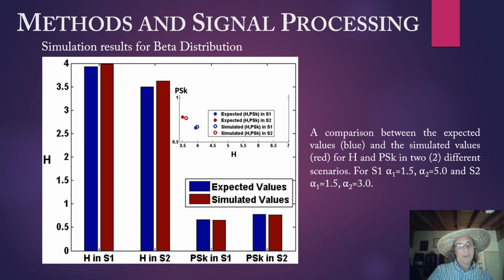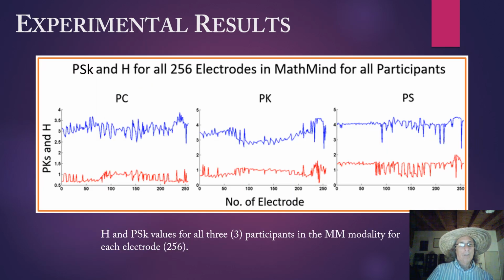The lowest entropy, Shannon entropy index, the highest, the Pearson's skewness coefficient. And this is now real experimental data. We collected data, as I said before, from 256 electrodes. In this particular modality, which is MapMind, all three participants, C, K, and S, give us different Shannon entropy indexes for the different electrodes, and also different Pearson's skewness coefficients. You can see that every one of them is pretty different in terms of dynamics.